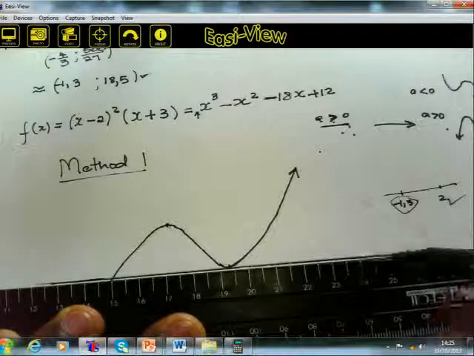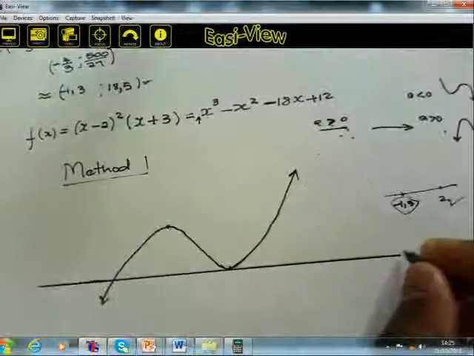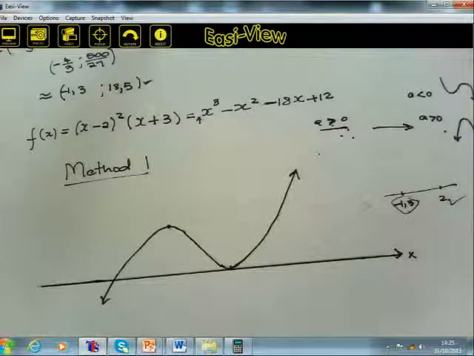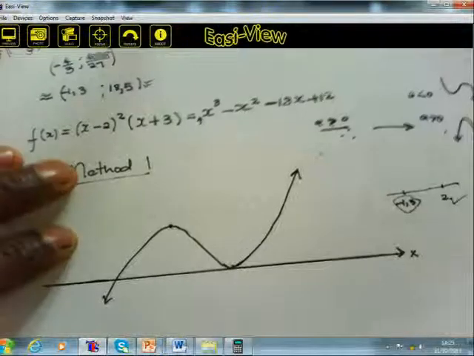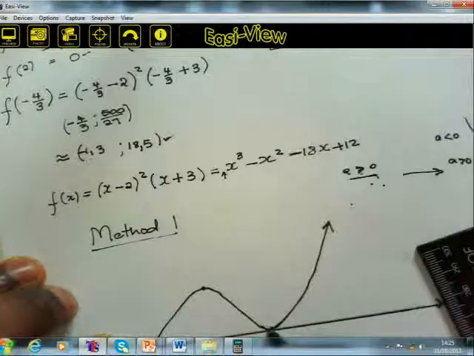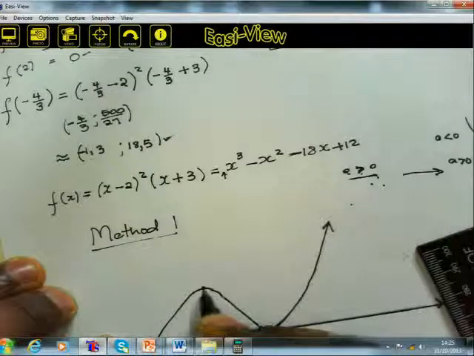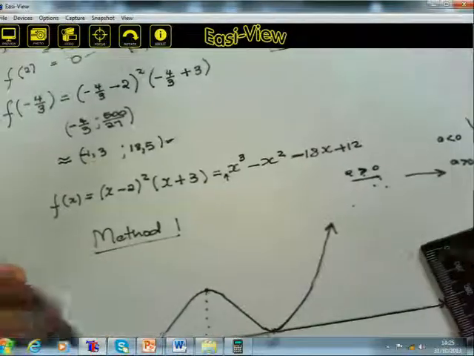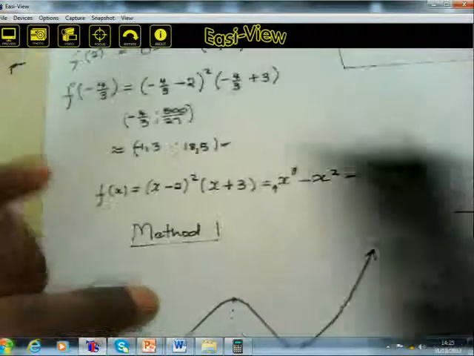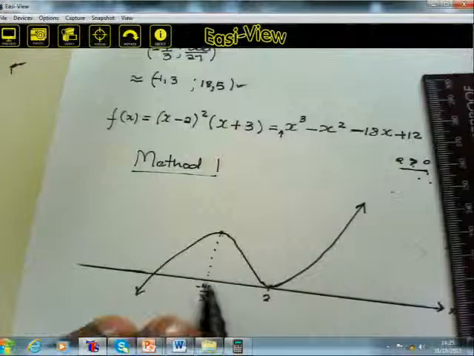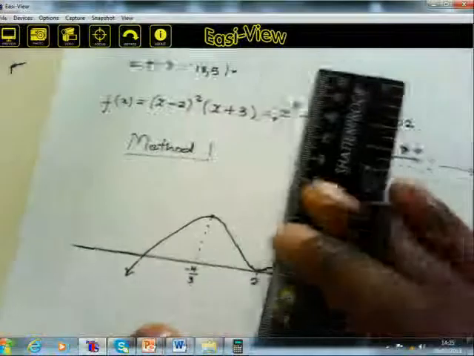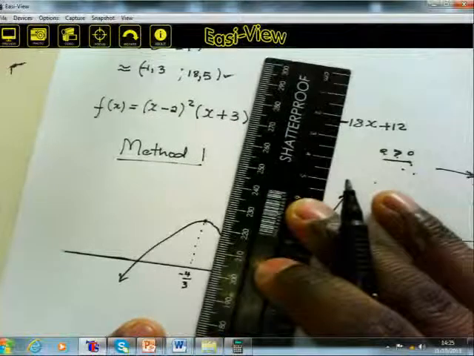Your x-axis will be passing through here. And then from there your y-axis in this case is going to be 2, and somewhere here is going to be negative 4 over 3, which is how much? Which is 1,3, negative 1,3. So from here, if it is 2 here and it is 1,3, approximately the y-axis is going to be drawn somewhere here.